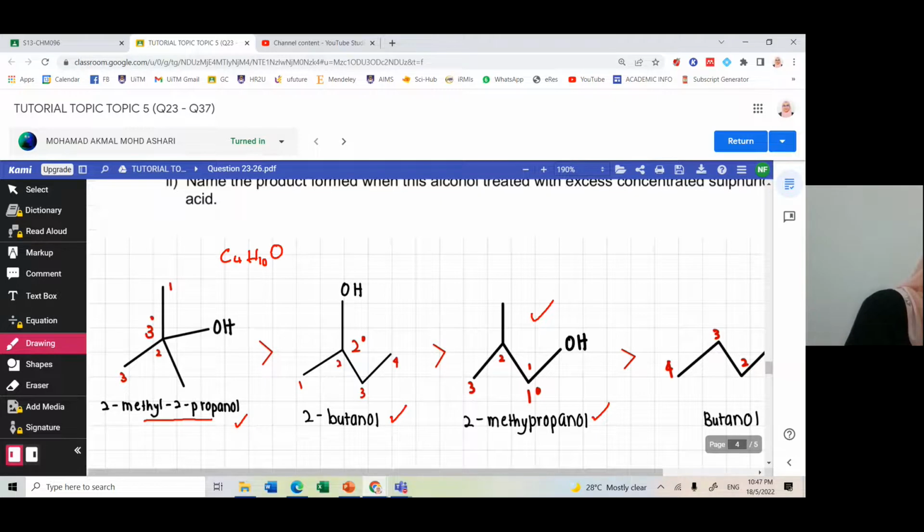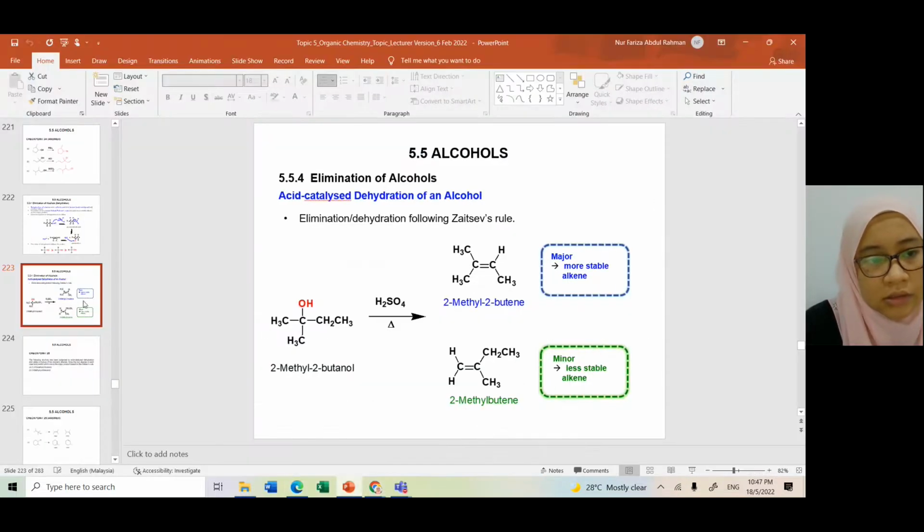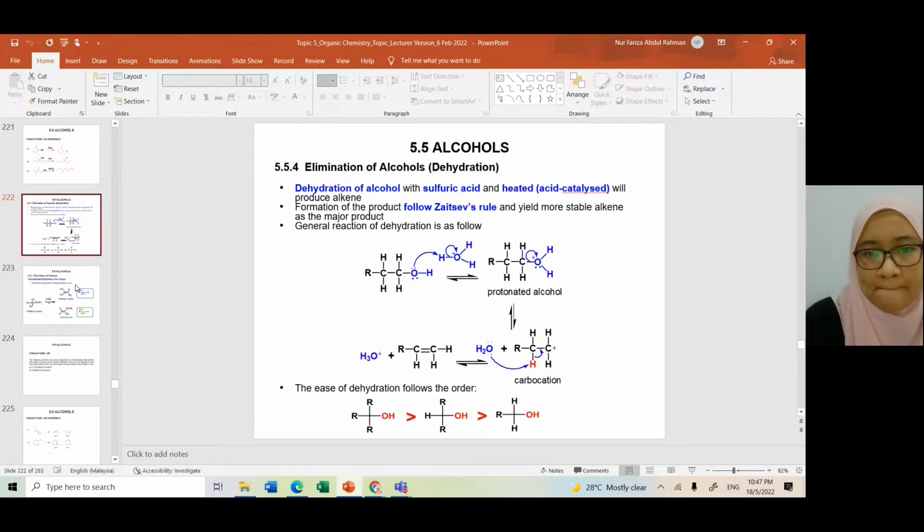Let me just check. Okay, and then we compare with the dehydration. The more stable alkene is the major product. So the ease of dehydration follows this order. Tertiary alcohol easily undergoes dehydration, followed by secondary, and lastly primary. Okay, because why? Kenapa kalau they prefer tertiary tu?